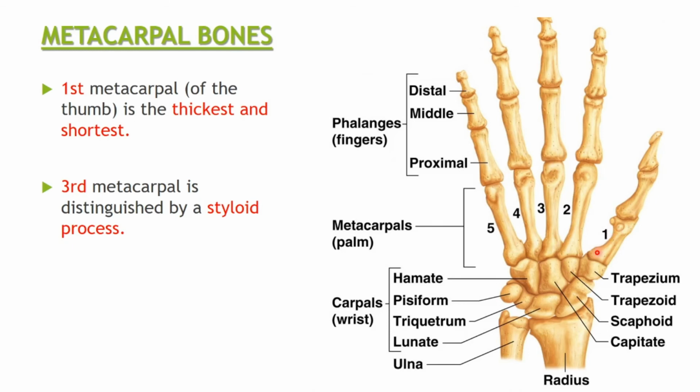So first metacarpal bone is shortest and thickest, while the third metacarpal on its lateral aspect is having a styloid process, which is the characteristic feature of the third metacarpal bone. So these are the features of the metacarpal bone. They are having base, shaft, and head. Heads are rounded, articulating with the phalanges. Bases are articulating with the carpal bones. And the first is the shortest and thickest among the metacarpal bones, and the third is having a feature called styloid process.